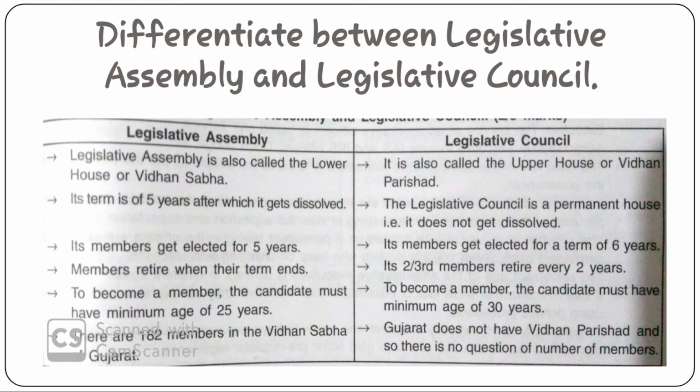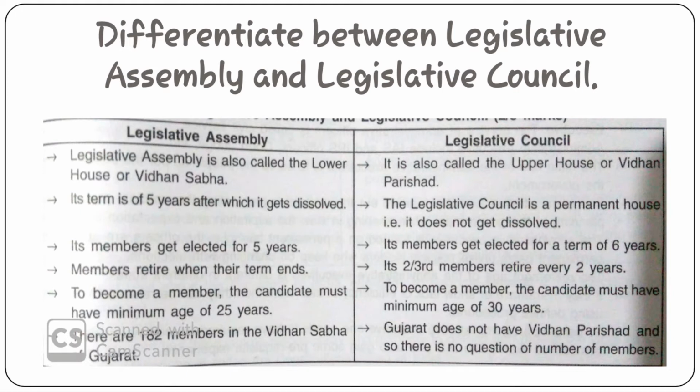The time period of the Legislative Assembly is 5 years, and after 5 years it will get dissolved, whereas the Legislative Council is a permanent house, it will not dissolve. Members retire every 2 years and are replaced. In a Legislative Assembly, members are elected for 5 years, and in the Legislative Council they are elected for 6 years. In the Legislative Assembly, the members retire after 5 years. That is, when the time period ends, retirement happens. Otherwise, if the majority support is not there, the time period will lapse. Whereas in the Legislative Council 2/3 members retire every 2 years and the time period is 6 years.